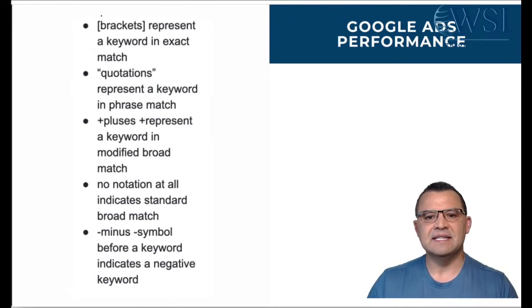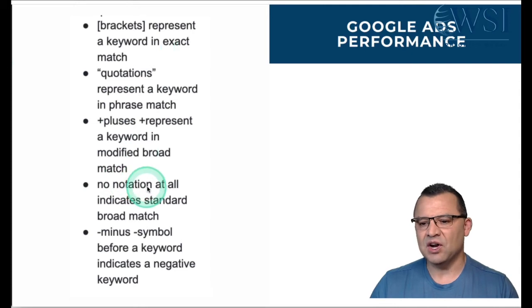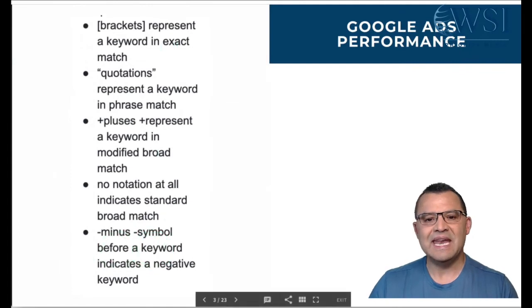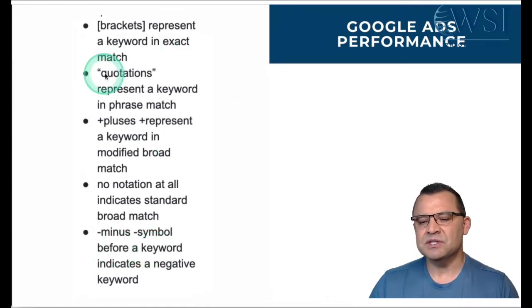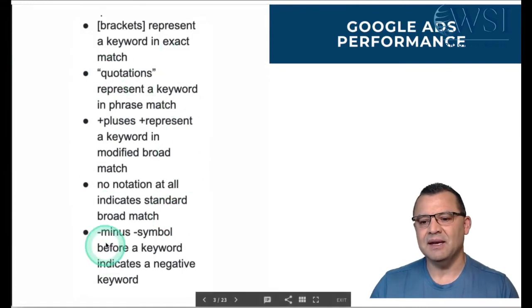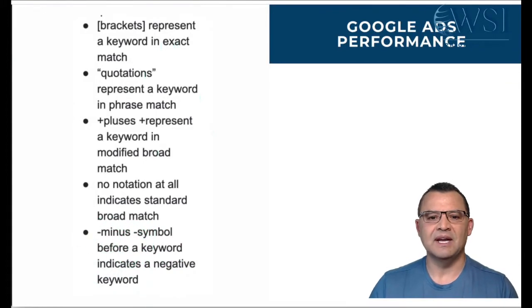When you're using Google Ads negative keywords, you also use modifiers to give Google more specifics on the negative keywords that you don't want shown. So examples: when you've got brackets like this, that's your exact match. When you've got quotations, you've got your phrase match. When you've got pluses, they represent a modified broad match. If there's no notation at all, that's a broad match, and then a minus symbol before a keyword is your negative keyword, obviously. So use all of these as you're optimizing your campaign, and especially make sure you keep a really, really close eye on which keywords you're going to negative out of there.